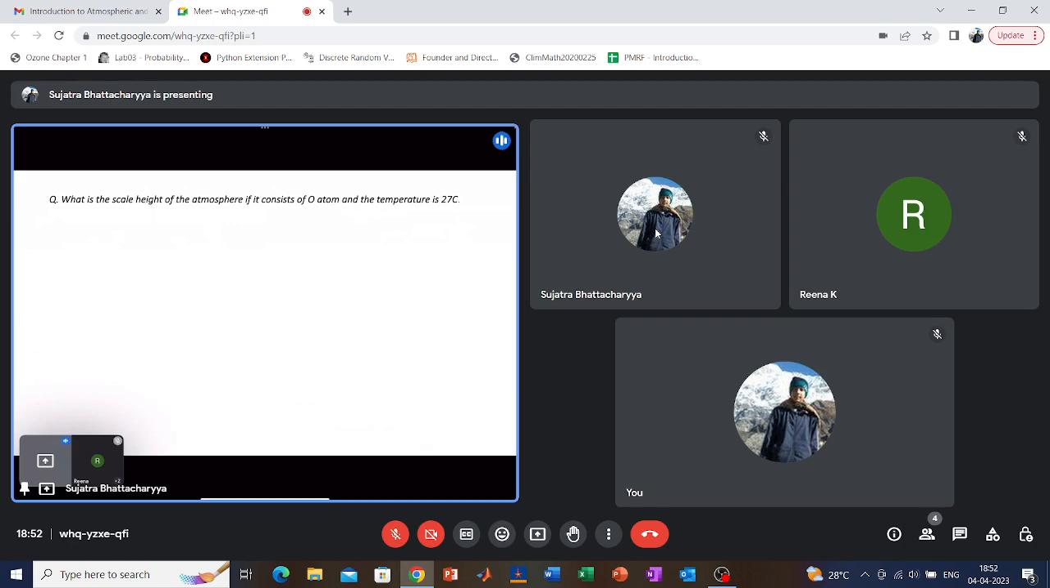Fine. This is another question based on the previous concepts which we have studied. What is the scale height of the atmosphere if it consists of oxygen atom and the temperature is 27 degrees Celsius? It's a simple question, nothing to worry about. It's nothing but n equals n naught e to the power minus z by H, because here it is mentioned that the temperature is 27 degrees Celsius, so it is throughout the atmosphere. We will assume again an isothermal atmosphere.